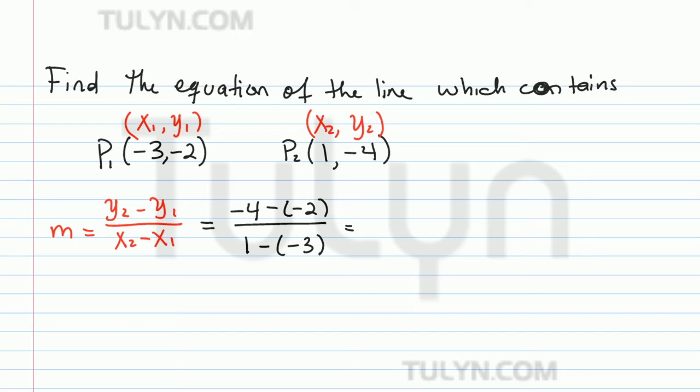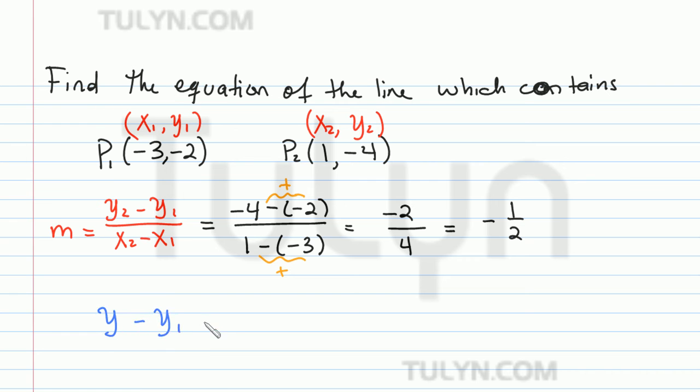So -4 minus -2 is the same thing as -4 plus 2. Same thing down here. So -4 plus 2 is going to give us -2 in the numerator, and then 1 plus 3 is going to give us 4, which reduces to -1/2. So that's our slope. So now we have our slope, and we have at least a point.